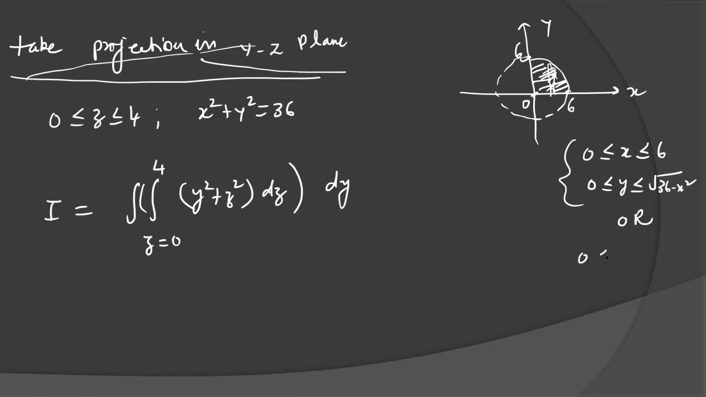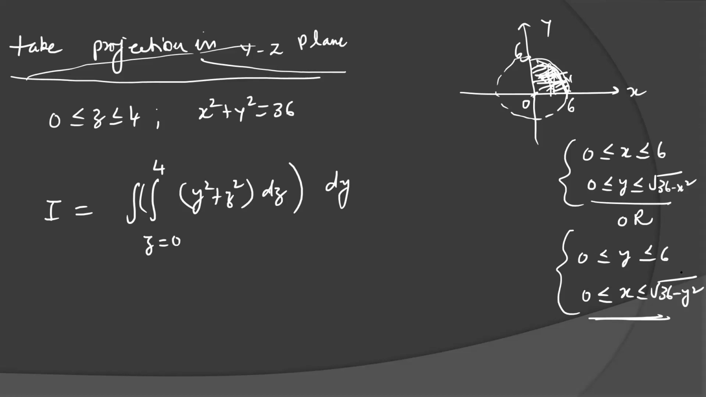Or you can take y from 0 to 6. Then for x you have to draw the strip, and the lower limit of x will be 0 and the upper limit will be under root 36 minus y square. So you can take any of the two limits in this circular region, when you draw the strip parallel to the y-axis or parallel to the x-axis. I am interested in the constant limit only. Why take this limit? Because it will be difficult for us, and we don't have the term of x here. So we will take the limit of y as constant, 0 to 6.